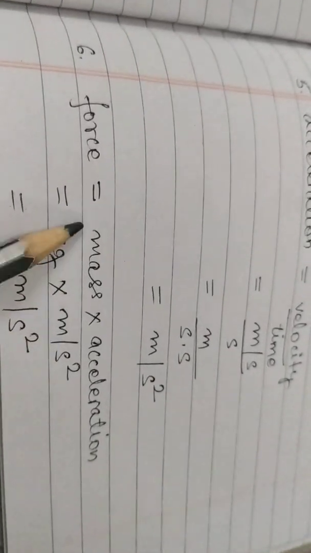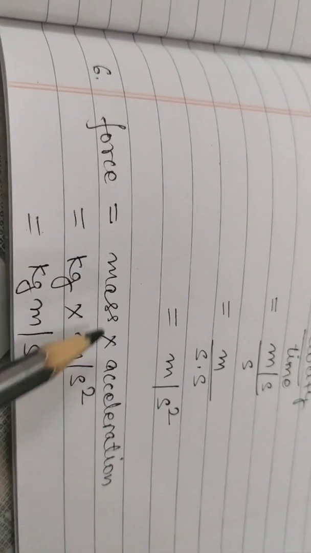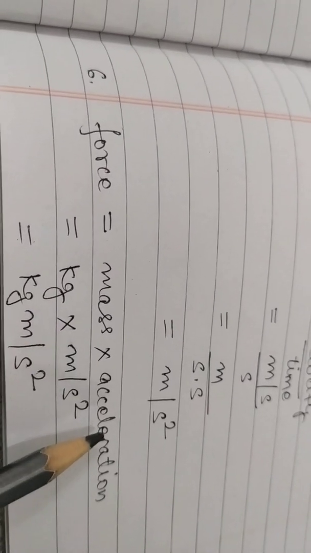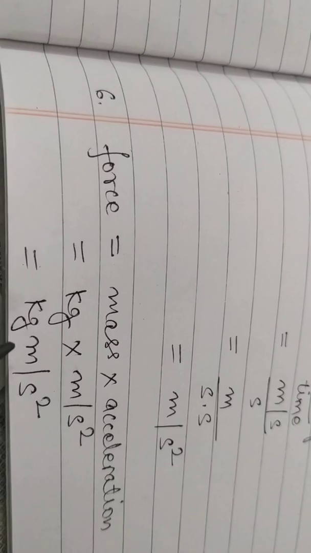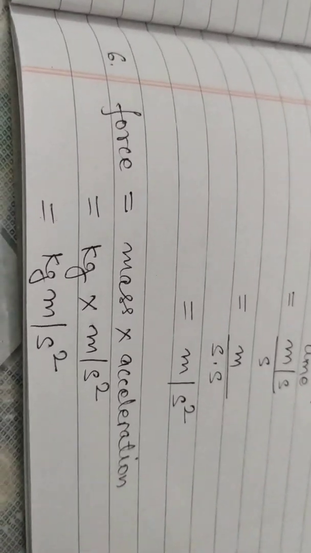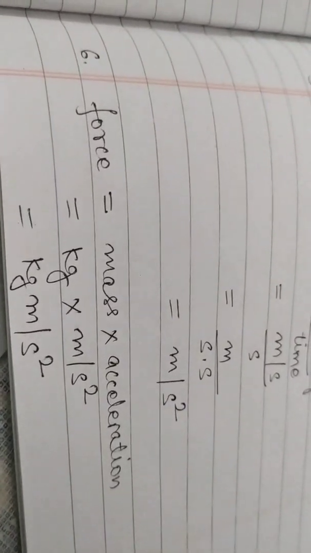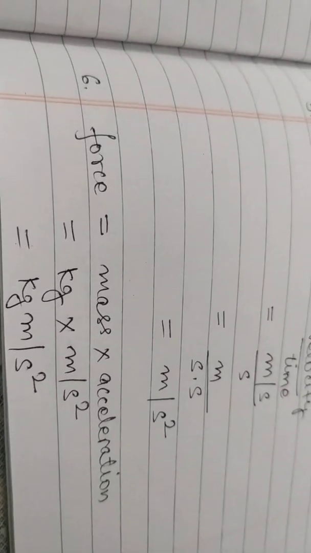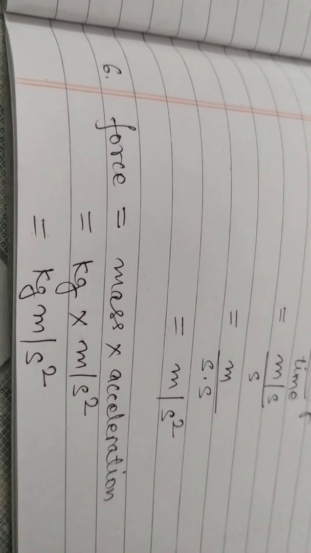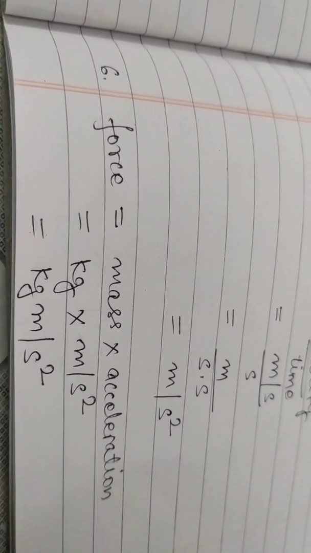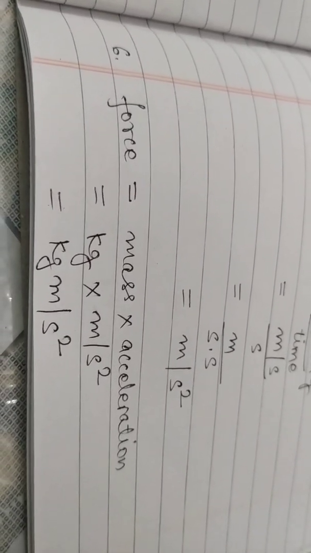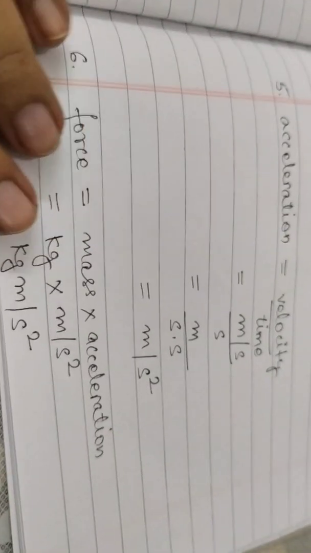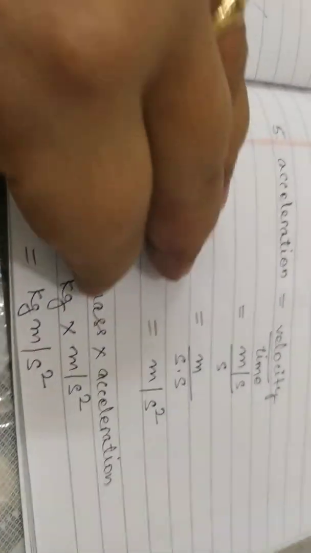So force, mass into acceleration, unit of mass is kg, unit of acceleration is meter per second square, so the unit becomes kg meter per second square. Unit of force is Newton also, right? But because we are talking about the derived units, we can't just write Newton. Okay, we have to derive the units from the fundamental quantities.